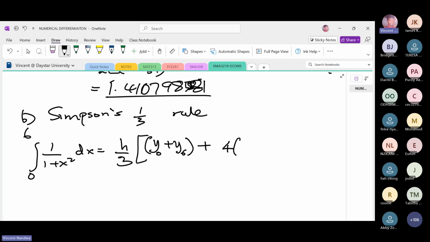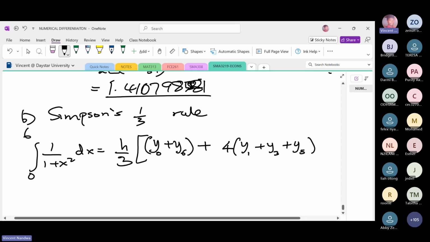In Simpson's third rule, 4 is multiplied by the sum of which ordinates? y1 plus y3 plus y5, because we're multiplying 4 by the sum of the odd numbered ordinates, and then plus 2 into y2 plus y4.